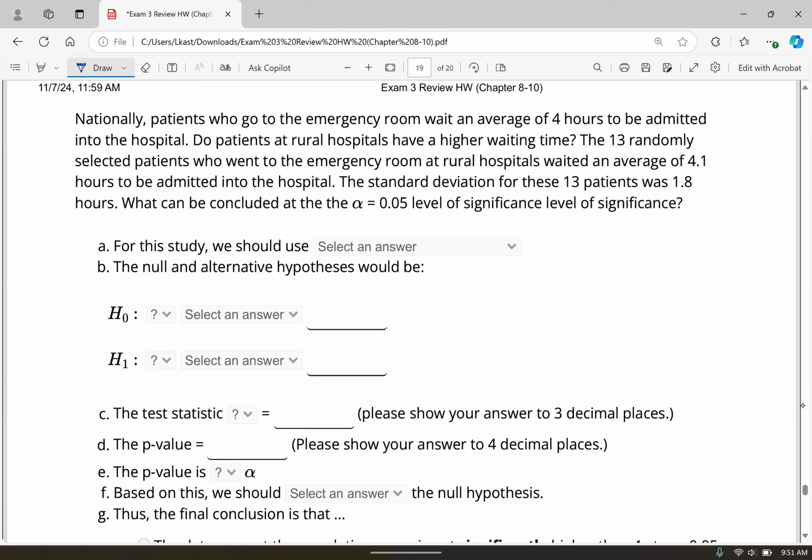For this study, what type of test should you use? Now, it would help if you had the drop down. It would be a t-test, and how do you know that? Because it gives you a mean and it gives you a standard deviation of the sample. So it is a t-test. So it's a t-test for a population mean. Very good.